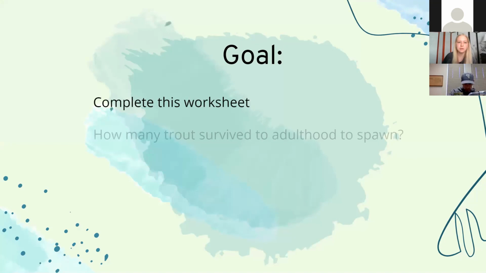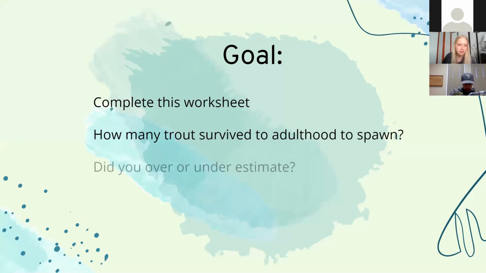So you're going to complete this worksheet, and afterwards I want you to discuss with your neighbors, maybe discuss with your teacher, how many trout survived from adulthood to spawn. Did you think that many trout were going to survive, or did you maybe underestimate or overestimate how many trout are going to survive? So that is the goal of our worksheet, to talk about how many trout actually survive to adulthood and whether or not we guessed accurately.